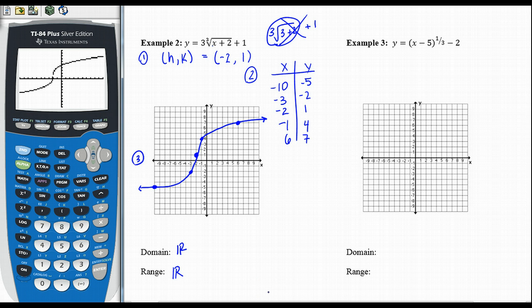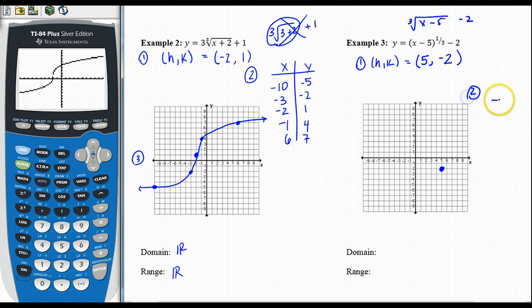So then the last example here, I've got example 3. I still need HK. So this one's a little bit different because it's got this 1/3, but remember that's the same thing as the cube root of x minus 5 minus 2. And you don't necessarily have to write it out, you just have to know that those mean the same thing. So since the 5 is negative, my center point is 5, negative 2. So I'm going to go 5, negative 2.